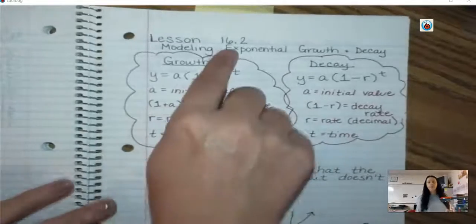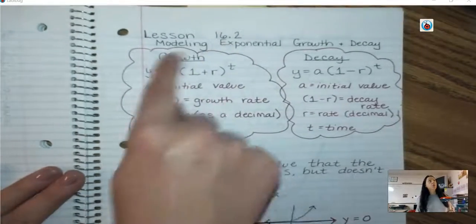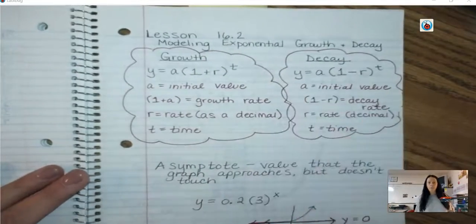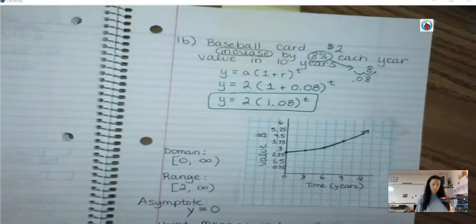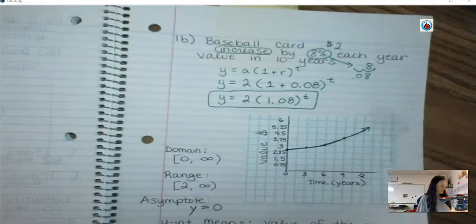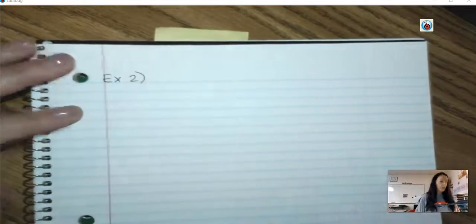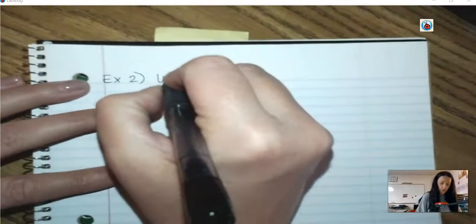Today we're finishing 16.2, which is exponential growth and decay. We did some growth equations already, and now I'm going to jump right to the decay. So we're going to go to example 2. We're still going to write the function, so write the equation.